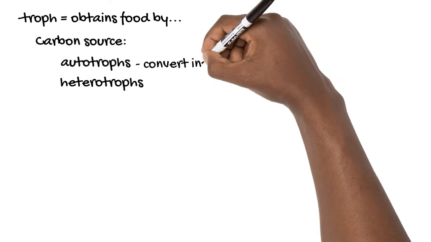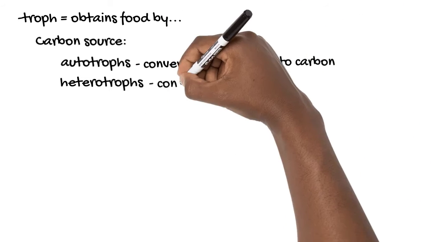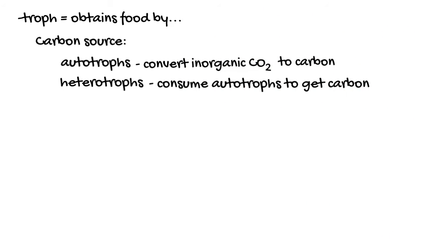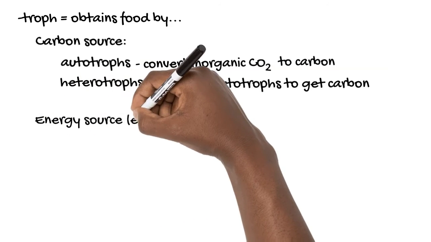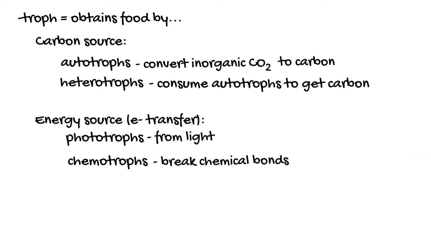Autotrophs convert inorganic carbon dioxide to carbon compounds. Heterotrophs get carbon compounds from the autotrophs they consume. We can also identify organisms by their energy source. All energy comes from the transfer of electrons, but the source of the electrons varies between organisms. Phototrophs get their energy for electron transfer from light sources. Chemotrophs get their energy for electron transfer by breaking bonds.